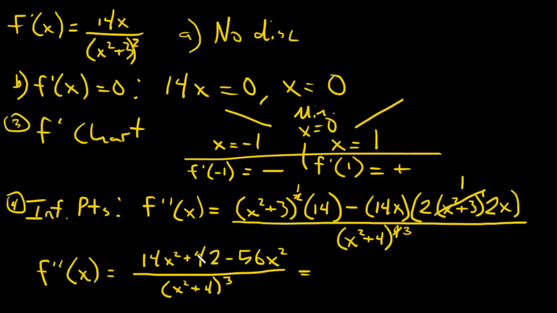Okay, when I combine my like terms, I'm going to wind up with, I'll put it right here where it's kind of to the side, negative 42x squared plus 42 over x squared. I might have to get to plus 3.